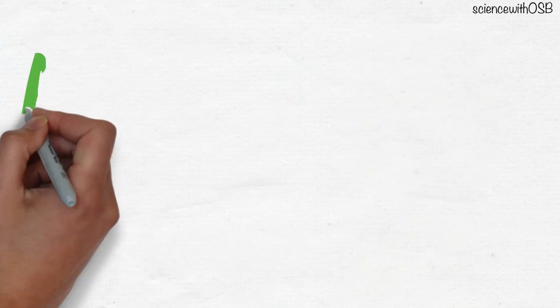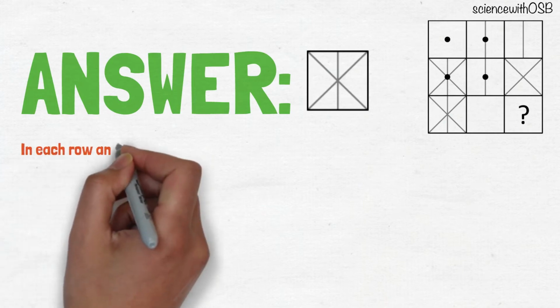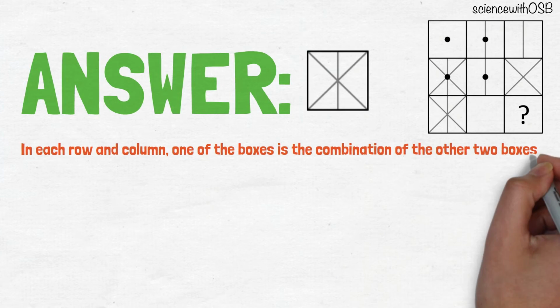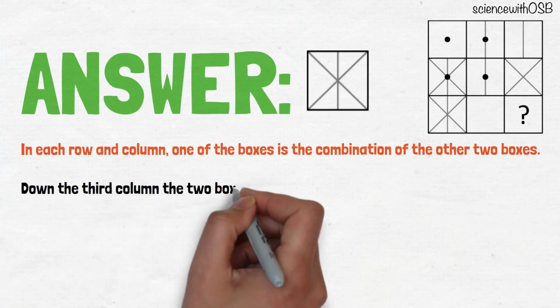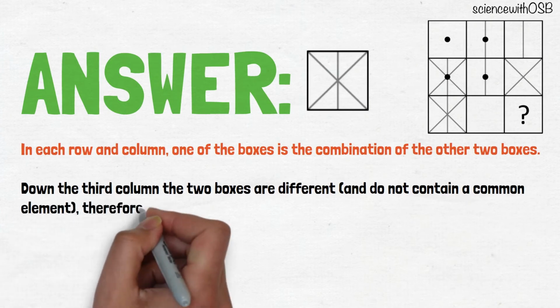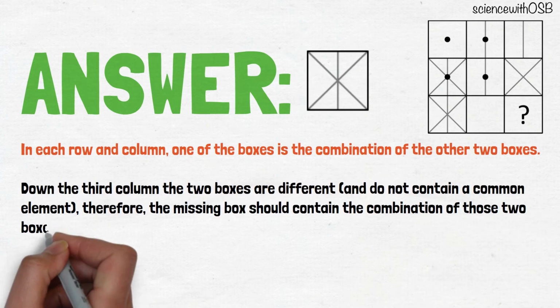Here, the correct answer is option 3. In this matrix, in each row and column, one of the boxes is the combination of the other two boxes. Down the third column, the two boxes are different and do not contain a common element. Therefore, the missing box should contain the combination of those two boxes.